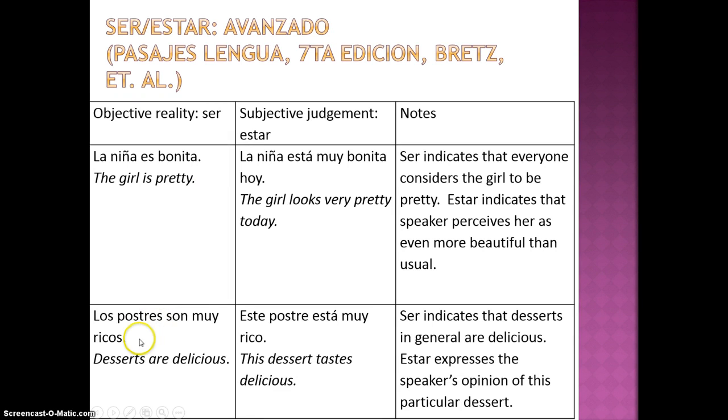Los postres son muy ricos. Desserts are delicious. Desserts are always delicious, right? But if I say este postre está muy rico, that would mean that this dessert is even extra delicious than it normally is. Okay, so ser indicates that desserts in general are delicious. Estar expresses the speaker's opinion of this particular dessert.